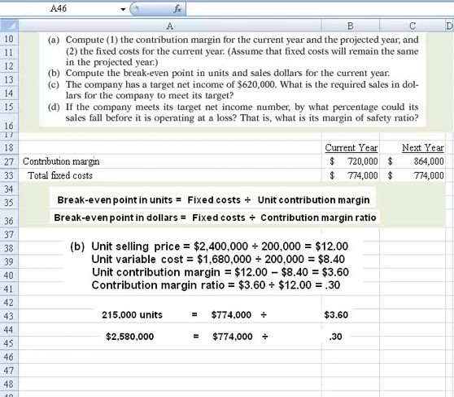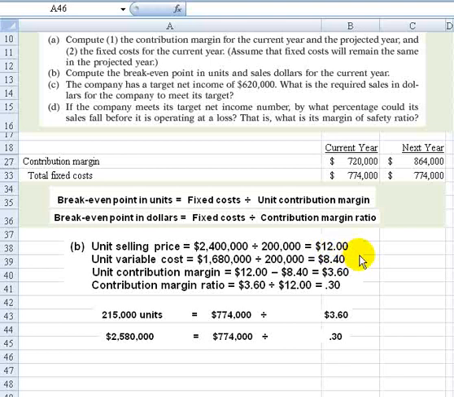And this is all aimed at answering Part B, to compute break-even point in units and sales dollars for the current year. To calculate Part B, the break-even points, we first have to figure out the unit selling price. Rather than work this, I've just provided that on the screen. I'm reading this row right here. Unit selling price is 2,400,000 divided by the 200,000 units, and we calculate $12 as the unit selling price.